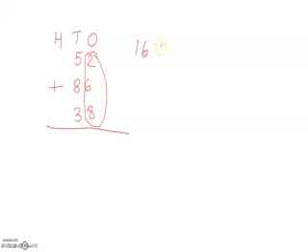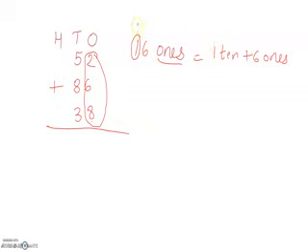We know that 16 ones, this one is in the tens place. 16 ones means 1 ten plus 6 ones. So this one is in the tens place, so give that one to the tens group. And this 6 is in the ones place. So write that 6 here.